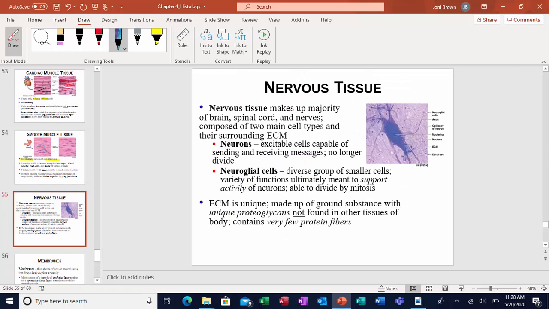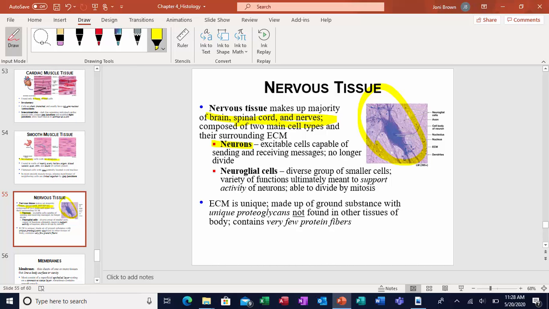The last major type of tissue is nervous tissue, and this is going to be found in the brain, spinal cord, and the nerves. And there are two main cell types. There are the neurons, which are the actual cells of the nervous system that send and receive messages. And what you're looking at here, this dark area with the little fibers extending off of it, those are the nerve cells, or the neurons.